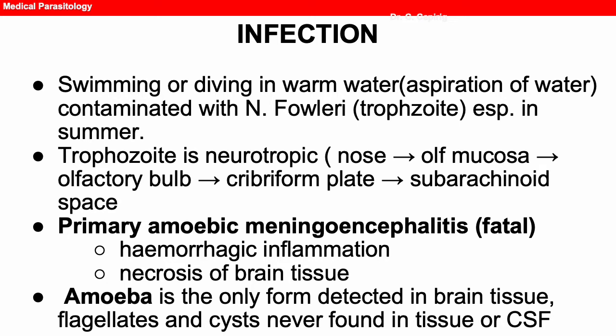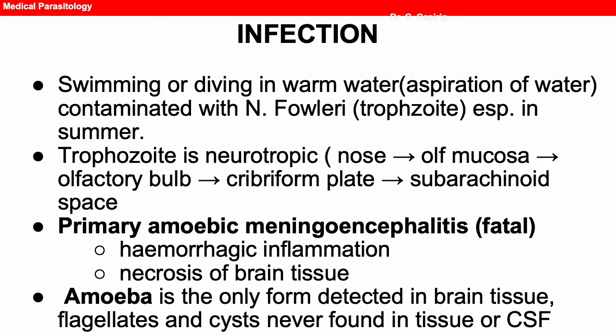Now remember, the olfactory nerve or olfactory bulb, it contains olfactory nerves, which is the cranial nerve 1. It enters the cribriform plate of the skull and enters into the subarachnoid space. Now, this will now result into the primary amoebic meningoencephalitis, which is usually fatal. It is the hemorrhagic inflammation of the meninges and the brain.